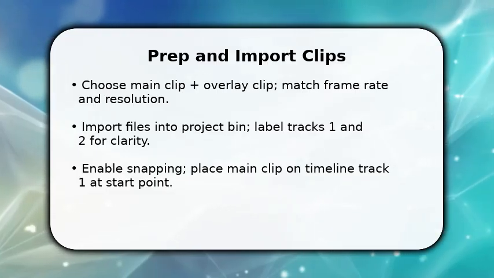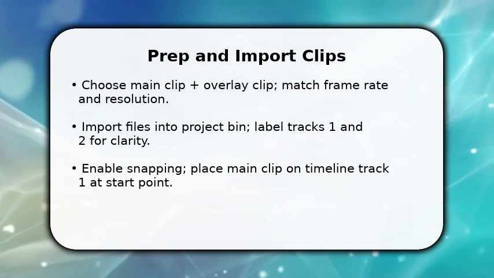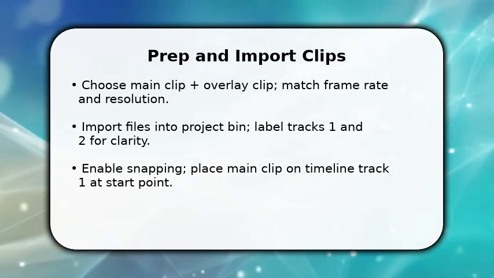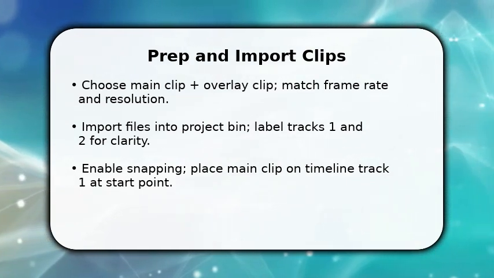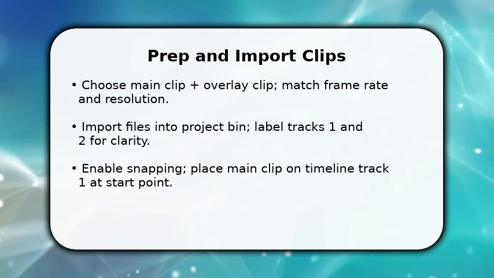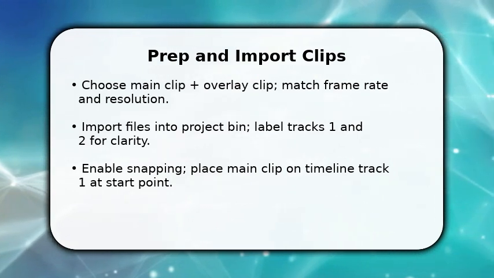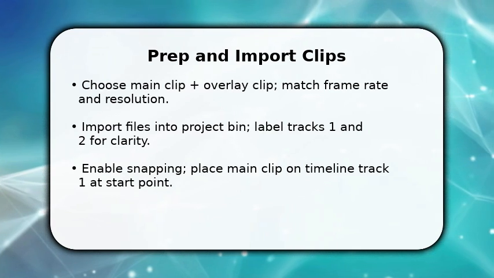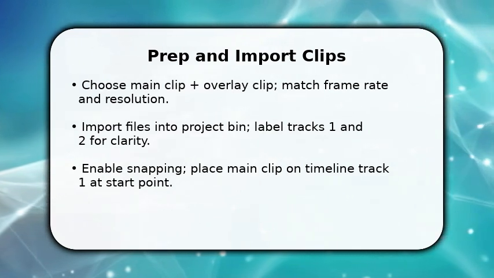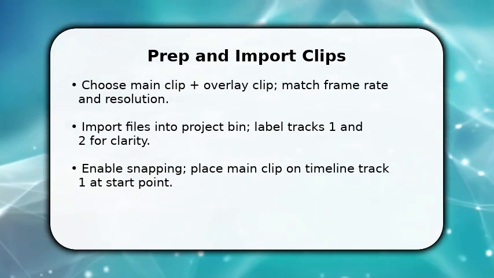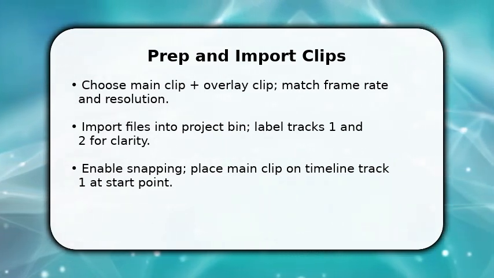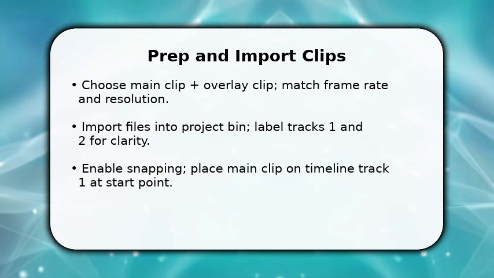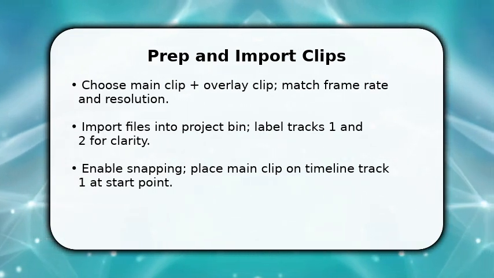You begin by importing both your main clip and the overlay clip into the project bin, because matching frame rate and resolution avoids scaling jitter. Place the main clip on track 1 at the intended start point and put the overlay on track 2 above it. Snapping on makes alignment faster. Once done, trim the overlay to the rough in/out you need so you're working with a concise clip. Make sure clips are labeled and organized to prevent confusion as you proceed.